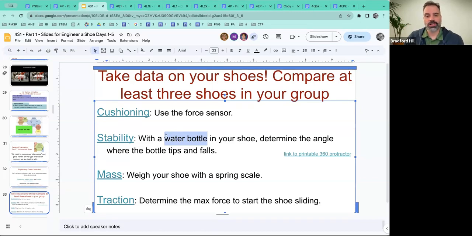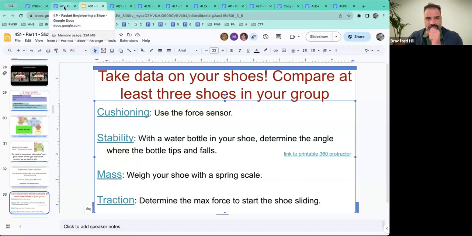But a water bottle is something usually that we have in class. You probably had some after unit 3 with the bungee jump, using the water bottles there. So you have them around. It's really kind of the next day after the bungee jump. So the water bottles are there, you can put them in, and then you just start to tip it over until it just falls. Okay, mass I already mentioned, and traction we said. So that's that quick overview.